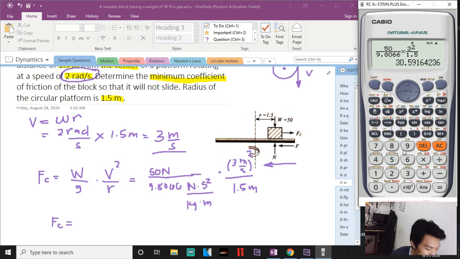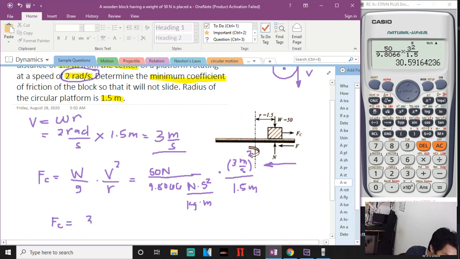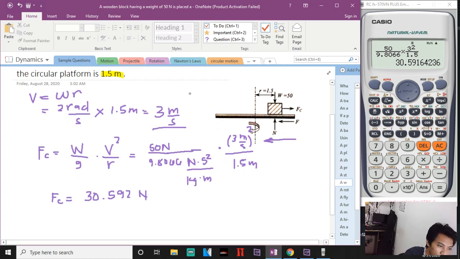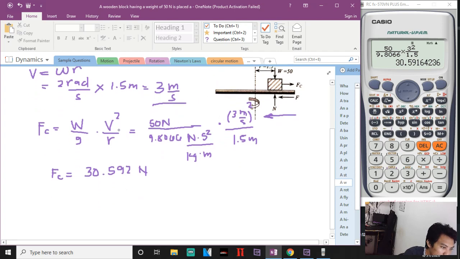Okay, so that is 30.592. Force yan eh. So, newtons. Okay, that is Fc, newtons. Centrifugal force. Okay. This will be the answer for Fc.